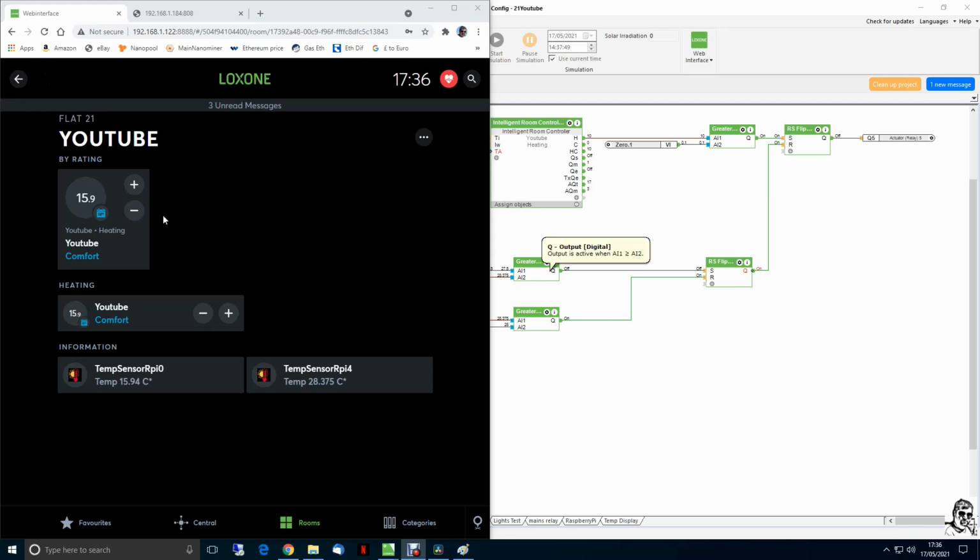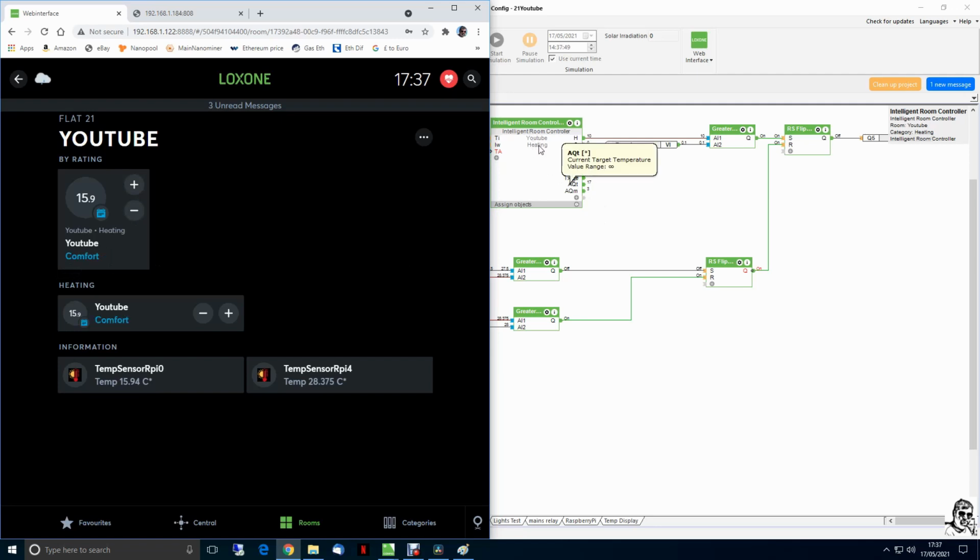The temperature sensor is reading 15.9, and our comfort room temperature is 17. The intelligent room controller is requesting the heat. Our comparator is translating the value 10 into a digital signal, sending it forward to the flip-flop. Even if we have one on the set, the output is off because we have the reset on.